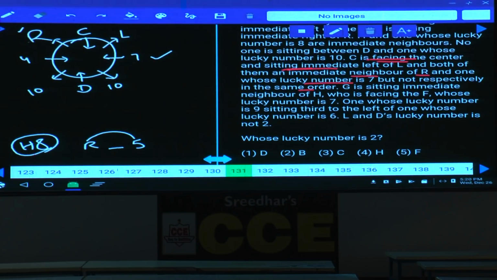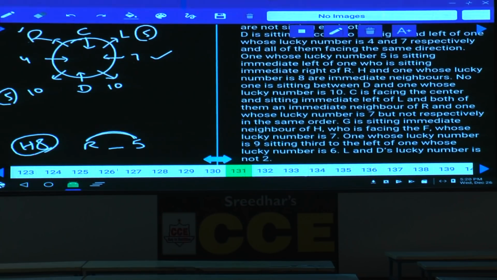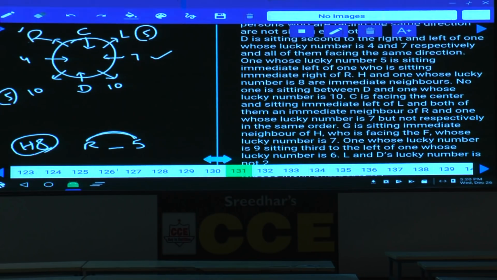R and 5. 5 can be either at this place or 5 can be this L. Immediate right. Now, where is this R, R and 5? Let us come back to this R and 5 here. Now, one whose lucky number is 5 is seated to the immediate left of the one who is seated to the immediate right of R. Immediate right of R is C, isn't it? And to that person's immediate left, 5 will be there. Hence, 5 cannot be at this place. Hence, where should this 5 be? 5 must be L.